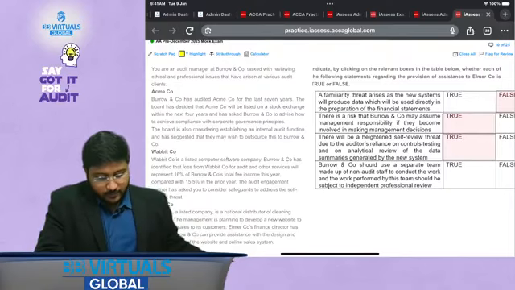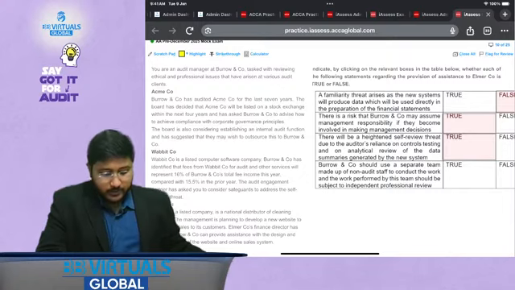Elmer Company, a listed company, is a national distributor of cleaning products. The management is planning to develop a new website to offer online sales to its customers. Elmer Company's finance director has asked if Borough and Company can provide assistance with the design and implementation of the website and online sales system.